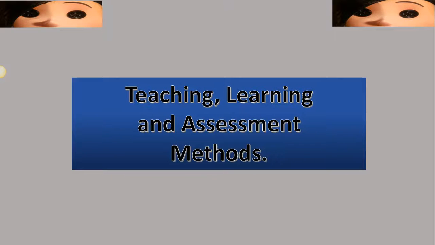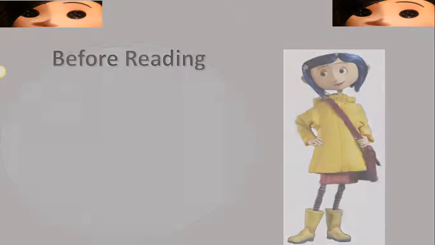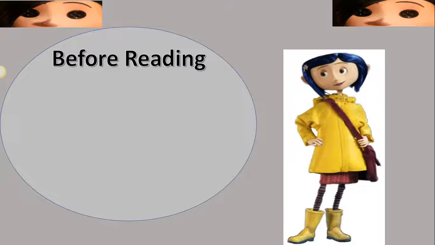I want to look at the teaching, learning and assessment methods used during reading Coraline, and I've broken this into three different sections. So first of all, let's take a look at the before reading section. Before reading the book, you could get the class to work together in groups or in pairs and do some prediction exercises. This could be in the form of looking at the cover of the book and talking about what it might be about, looking at a picture of our main character or some of the other characters and talking about what you think these characters will be like.